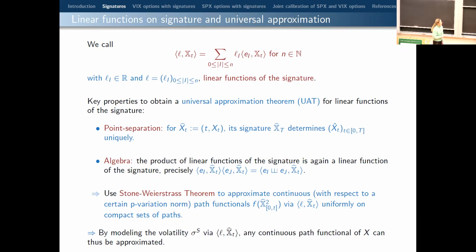And then I can apply the Stone-Weierstrass theorem, which tells me that I can approximate continuous path functionals, so here functions up to the second level of the signature actually. One has to have continuity up to the second level. With respect to a certain p-variation norm, I can approximate it uniformly on compact sets of paths with linear functions of the signature. This is the essence of the Stone-Weierstrass theorem.